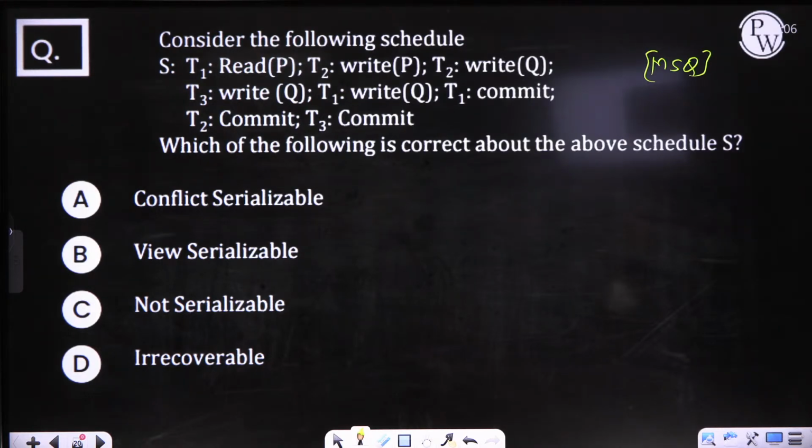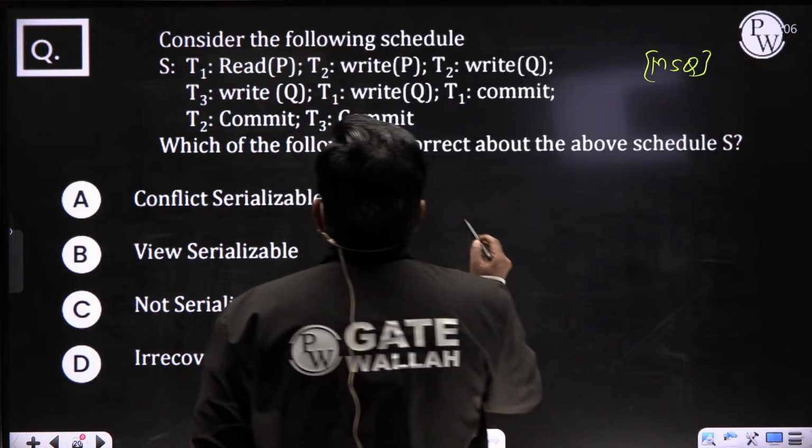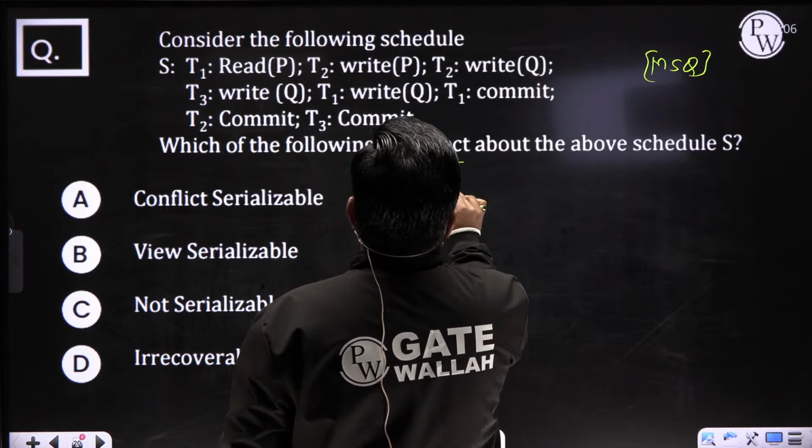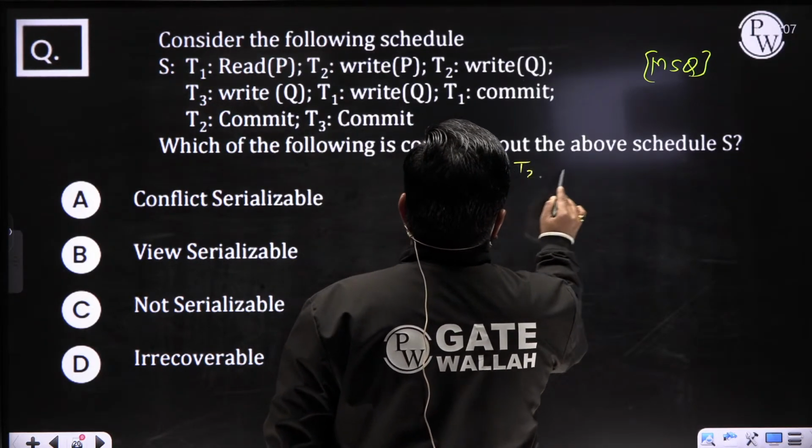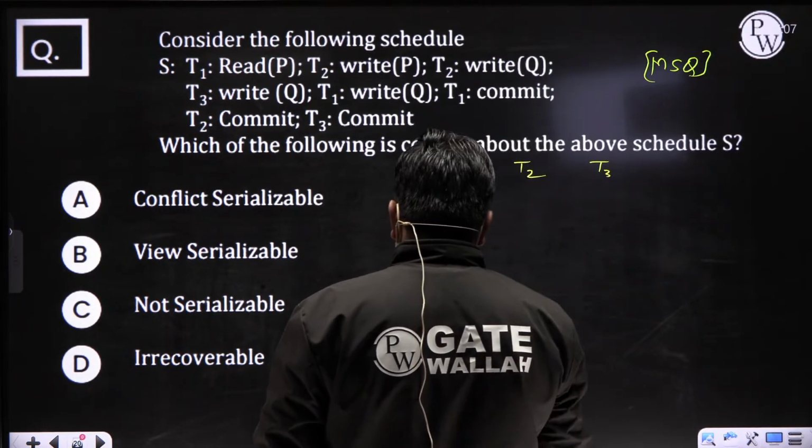Check it once again. Let's take each and every one: T1, T2, T3. Okay.